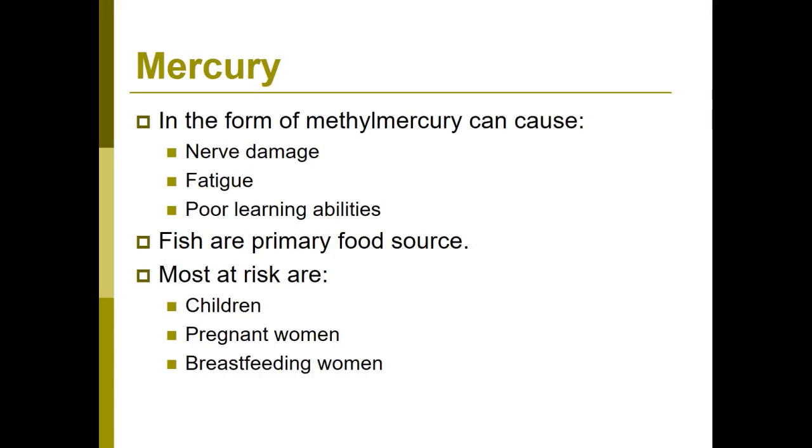Mercury, in the form of methylmercury, can cause nerve damage, fatigue, and also poor learning abilities. Once again, fish are the primary food source in our supply. And those who are most at risk are children, pregnant women, and breastfeeding women. So that's why there are particular guidelines for these groups.